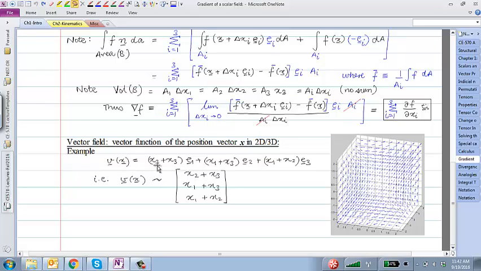It takes x2, x3 in the E1 direction, x1 plus x3 in the E2, and x1 plus x2 in the E3 direction. So if you were to plot that over a cube, this is actually not a unit cube, -2 to +2 in all the three x1, x2, x3 directions, that would look like this. It has a bunch of arrows associated with each point in space. That's what a vector field looks like.